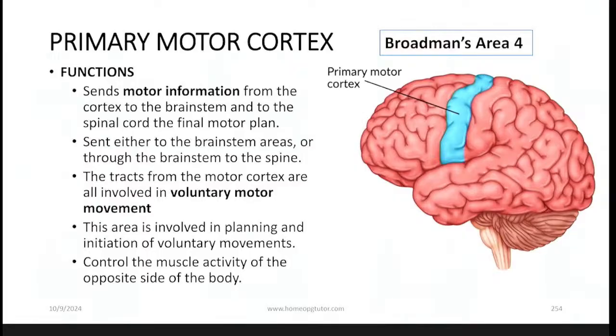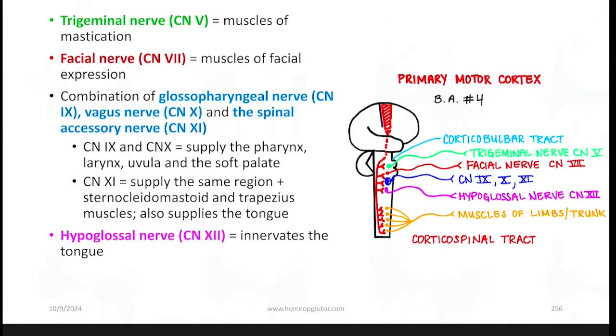This particular area, the primary motor cortex, is involved in planning and initiation of the voluntary movements. They also tend to control the muscular activity of the opposite side of the body. There are two kinds of tracks here in relation to the primary motor cortex, that is the corticospinal tract and the corticobulbar tract. Please remember that.